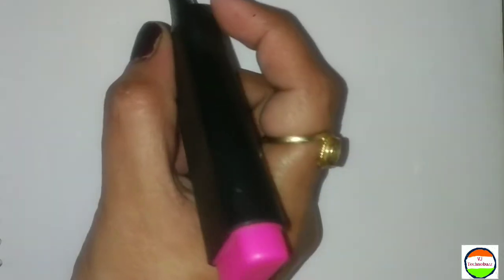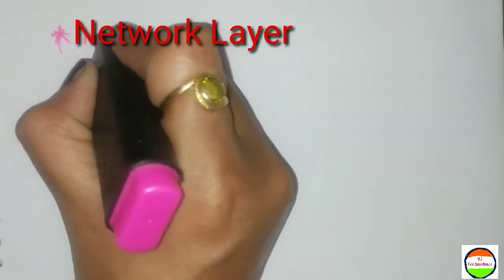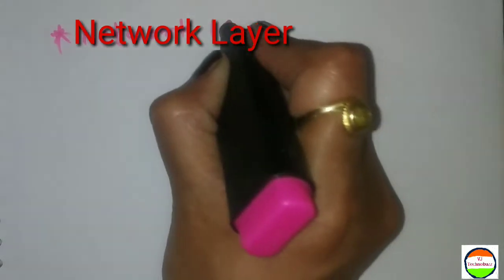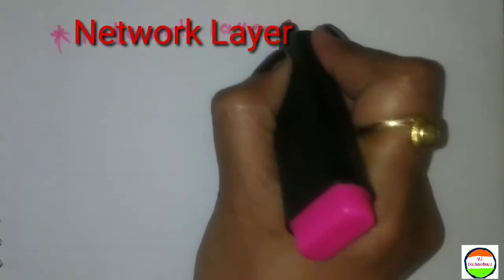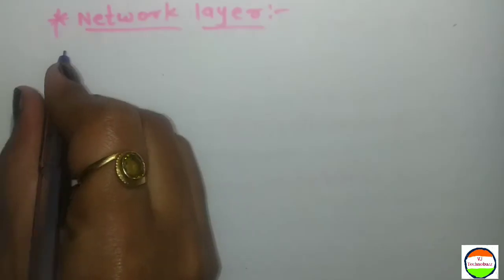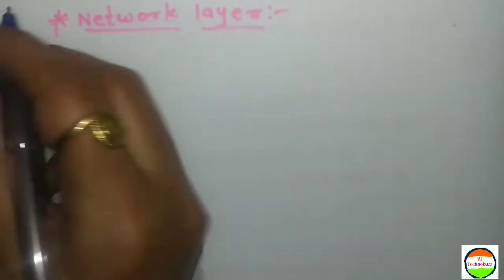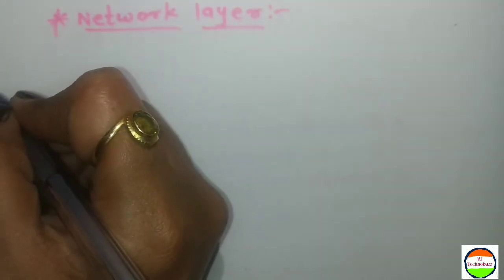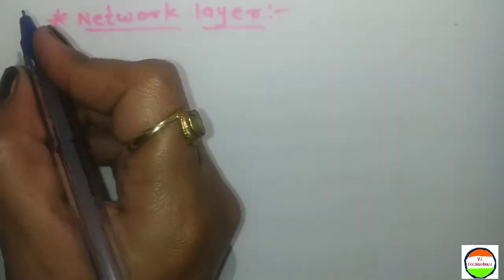Hello students, coming to the next layer in the OSI reference model, that is network layer. Network layer is the third lowest layer of OSI model that manages device addressing.